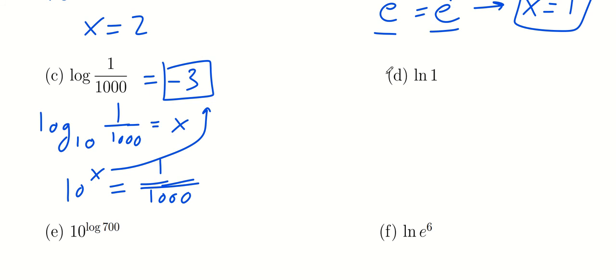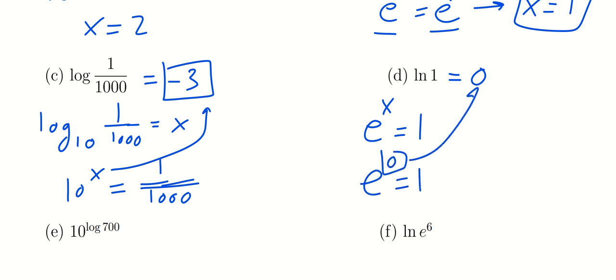The ln of 1, we know that that's equal to 0. This is asking the question, e to what power gives us 1? Well, we know that anything to the 0 power is 1. So that exponent, that value, is going to be 0.